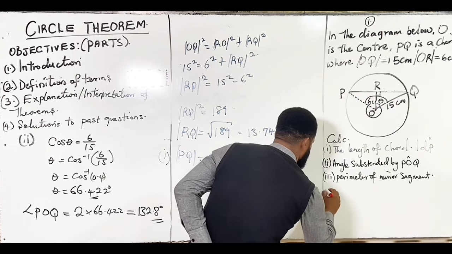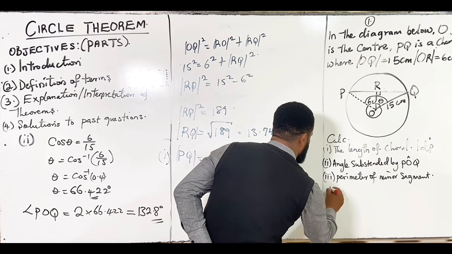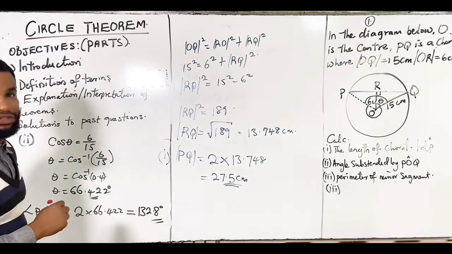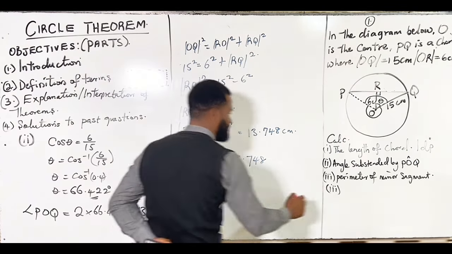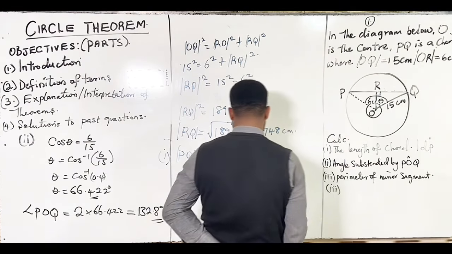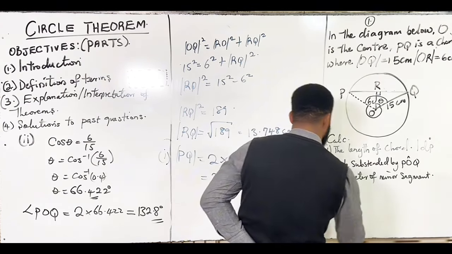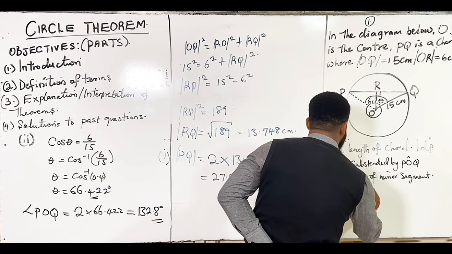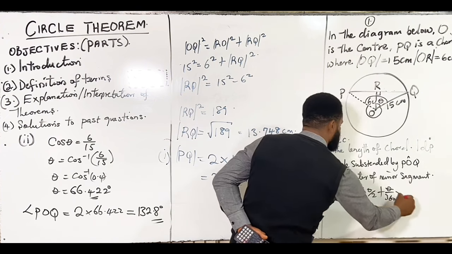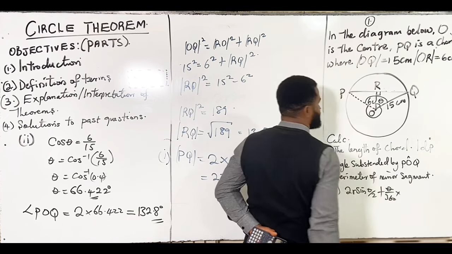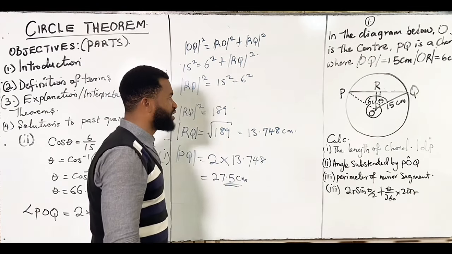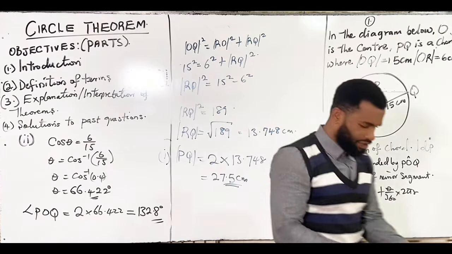Okay, length of the chord plus length of the arc is the perimeter. So perimeter is what? The length of the chord is 27.5. You have to write the formula, very important. So I'm going to say it's going to be 2R sine theta over 2 plus theta over 360 times 2 pi R. So this is the formula for the perimeter of a segment.